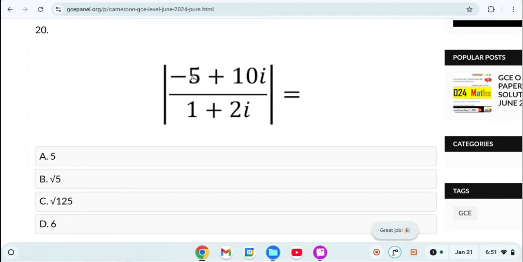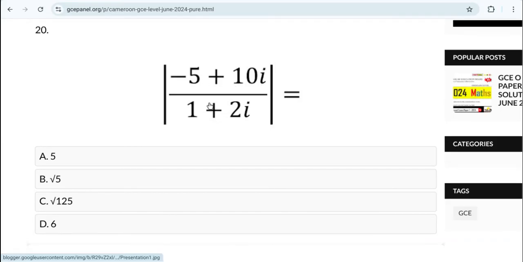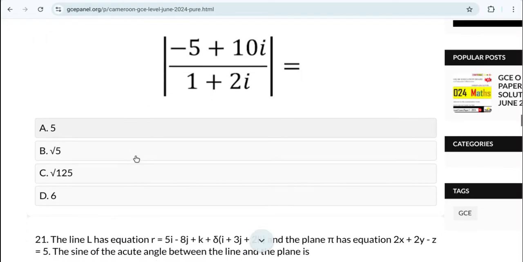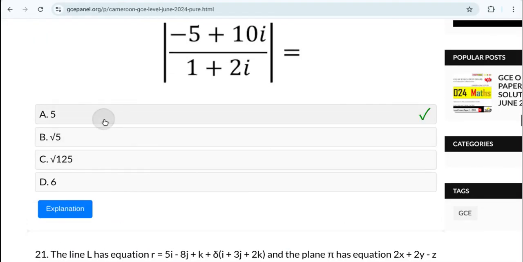If you factor out the 5 in the numerator, you're going to have negative 1 plus 2i. The absolute value of negative 1 plus 2i is the same as that of 1 plus 2i. So that's just going to give us 5. So the key here is 5.